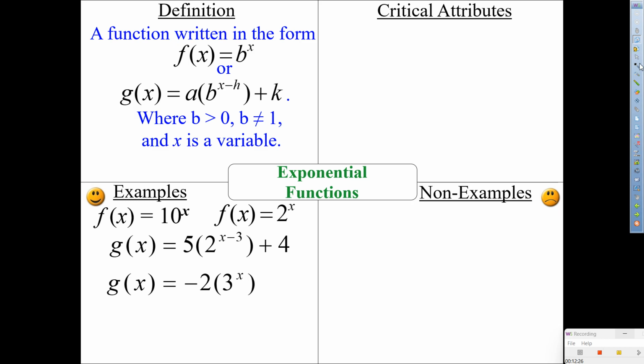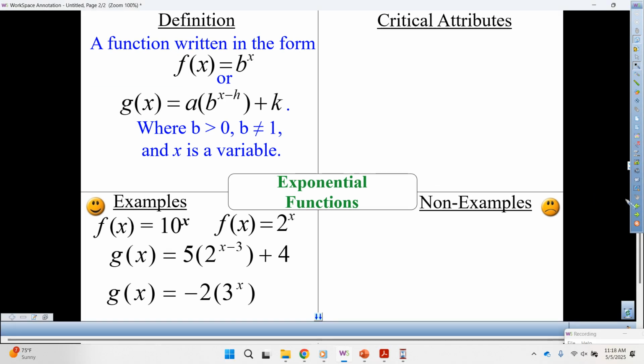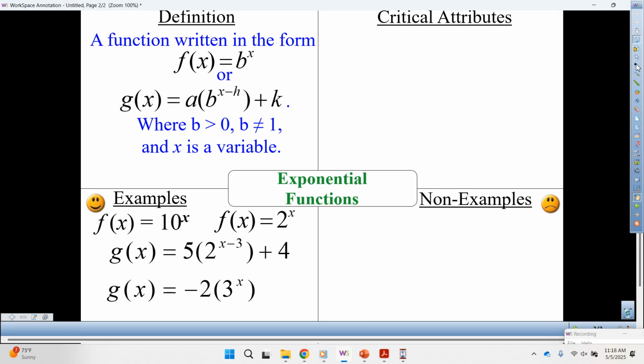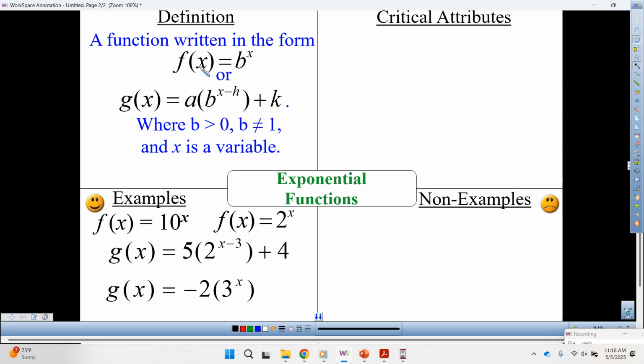All right. So, let's see. I gave you a definition, and it says a function written in the form f of x equals b to the x. So, I want you to underline the letter b and label it. That's what we know as a base. So if we want to do that down here as well, the 10 is also a what? Base. The 2 is the base, and 3 is the base. All those are bases.